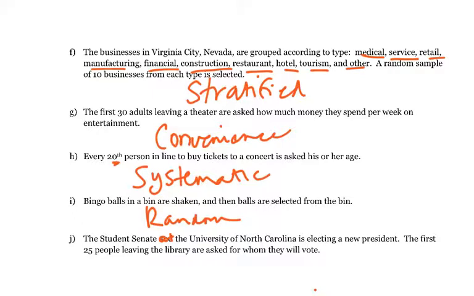Lastly, the Student Senate at the University of North Carolina is electing a new president. The first 25 people leaving the library are asked for whom they will vote. That is convenience. There's no method into how you're picking them. They're just people leaving the library. They're conveniently there. You pick them conveniently. You don't pick them randomly. It's every one of those 25 people who come out in a row gets asked for whom they will vote. So that's a convenience. Also, you're picking a sample of people who went to the library.